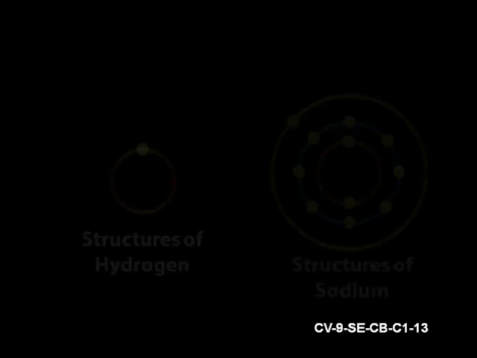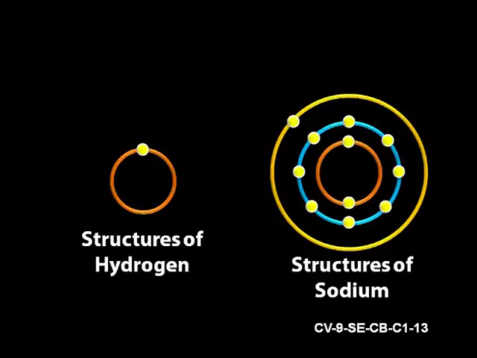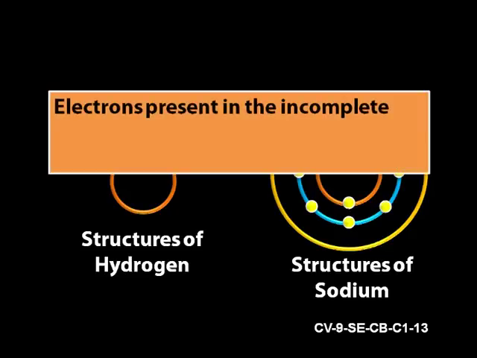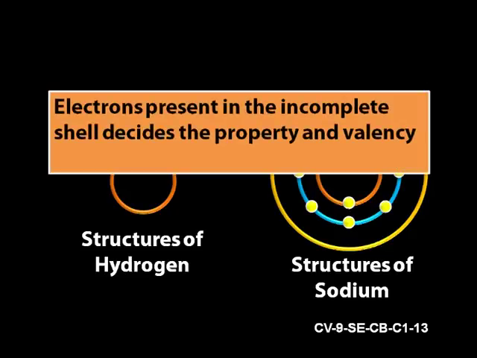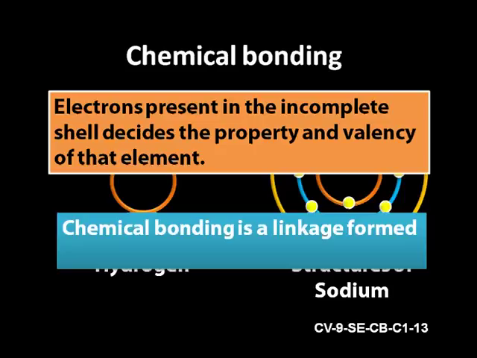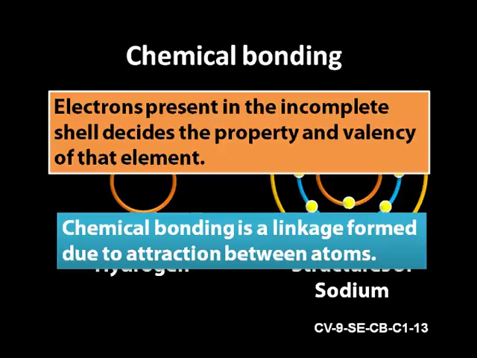Now let us understand the role of valence electrons in bond formation. Look at the structures of hydrogen and sodium. Their valence shells are incomplete. Electrons present in the incomplete shell decide the property and valency of that element. Valence electrons participate in chemical reactions, forming new substances by forming chemical bonds. Chemical bonding is a linkage formed due to attraction between atoms.